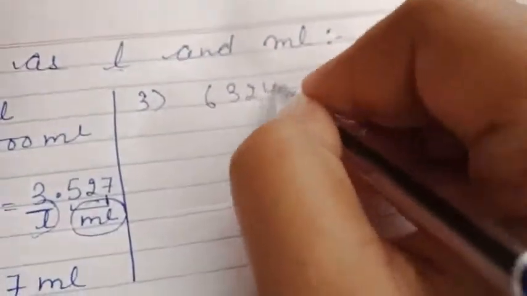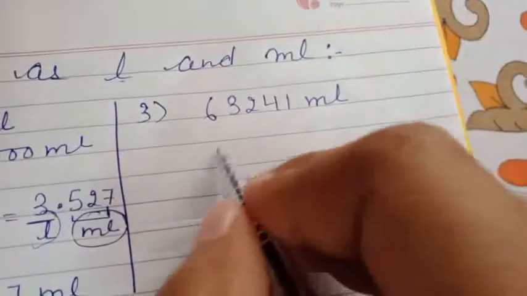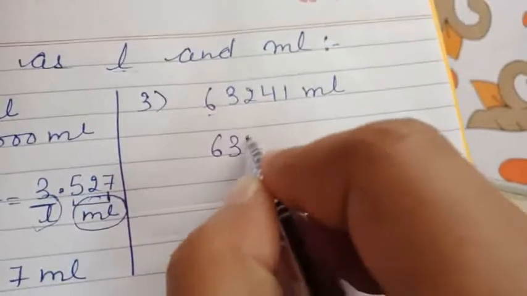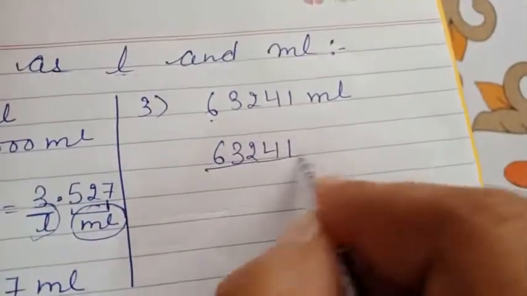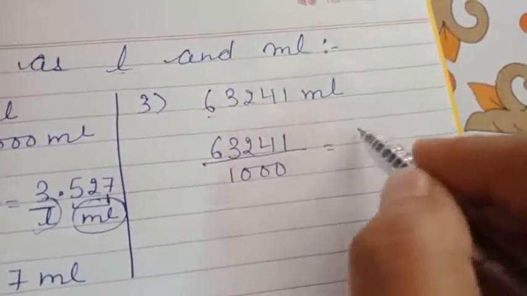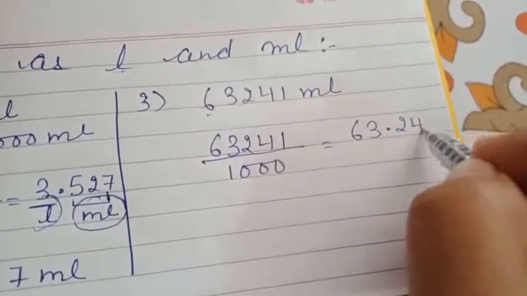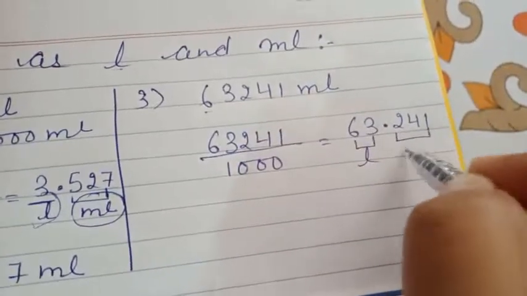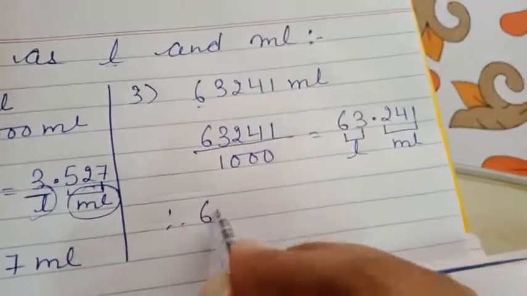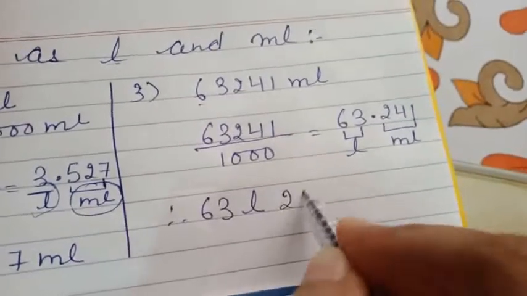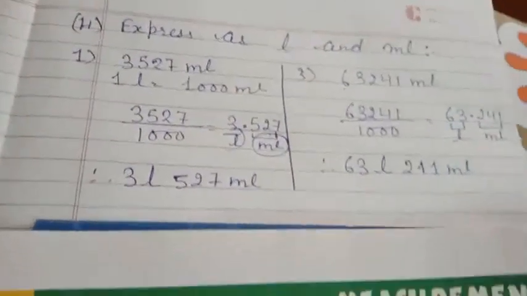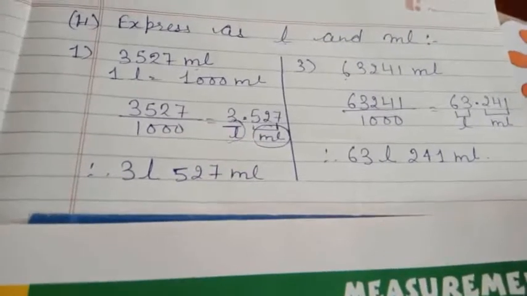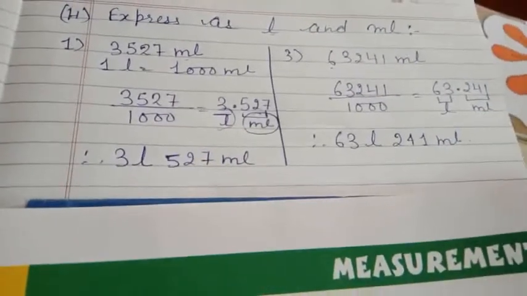In the same way, if it is given 63,241 ml, we will divide it by 1000, as 1 liter is equal to 1000 milliliter. It will be 63.241. So this will be the liter and this will be the milliliter. Therefore it will be 63 liter and 241 milliliter. In the same way, you can do the remaining questions. I hope you all have understood. Thank you everyone for paying attention.